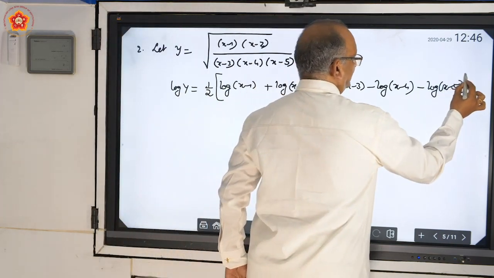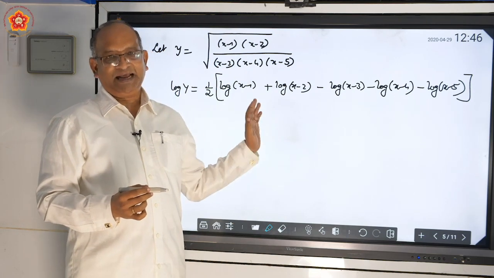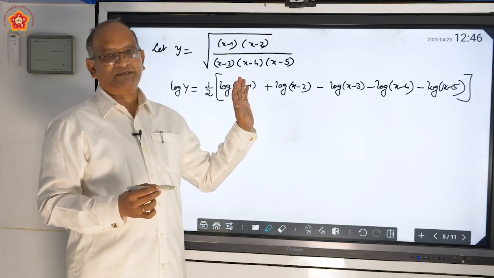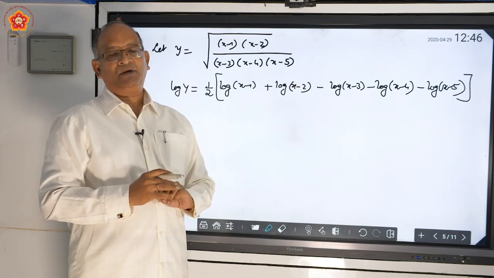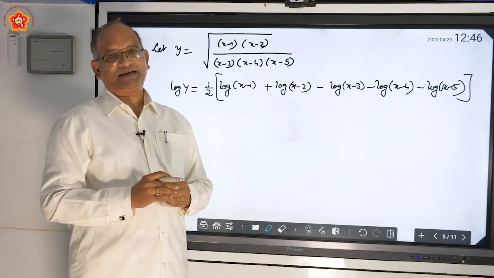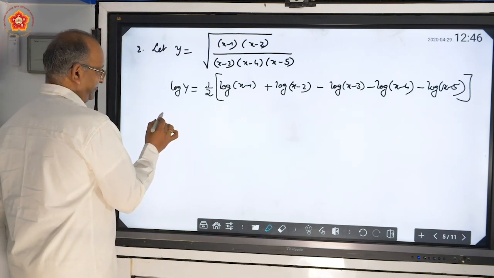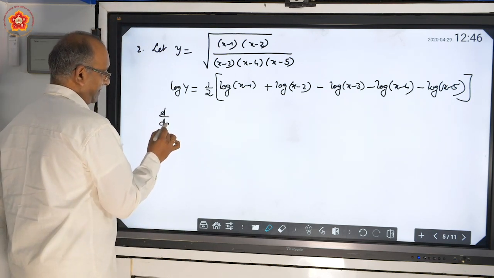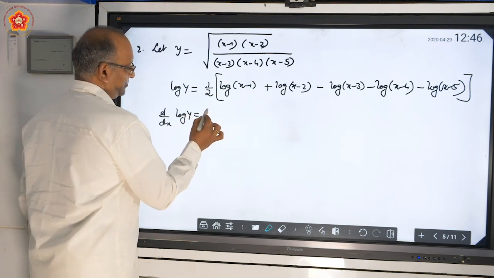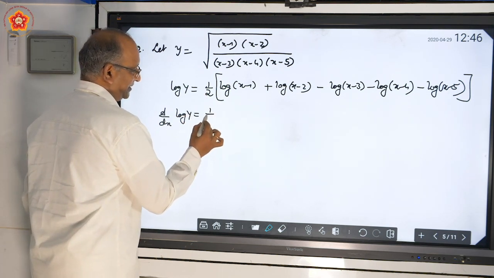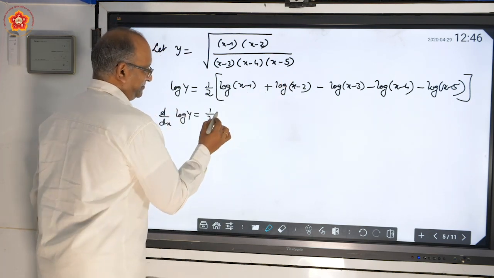And then, since the function is simplified, which was there as product and quotient and exponent in terms of just addition and subtraction, we can find the derivative directly. So how do we find? We say derivative of log y is equal to 1 by 2, since it is a constant, can be put outside the derivative sign. Find the derivative of each of them.